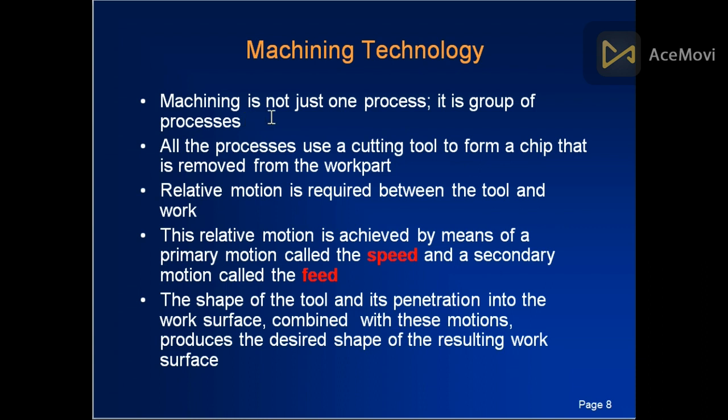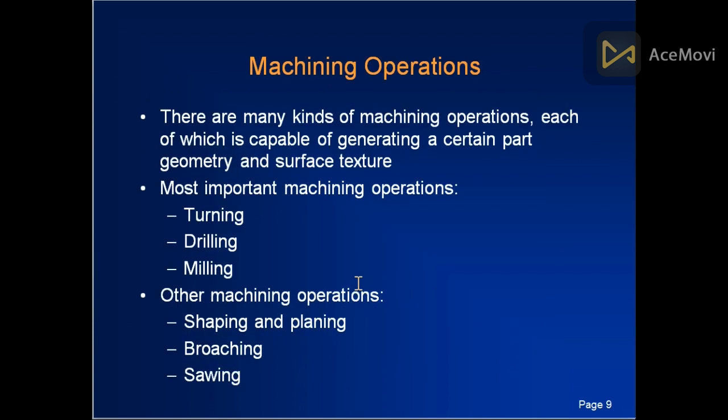Machining technology. Machining is not just one process; it's a group of processes. All the processes use a cutting tool to form a chip. The cutting tool is common, but of separate shapes. Relative motion is required between tool and work. If there is no relative motion, there is no cutting. This relative motion is achieved by means of a primary motion called speed and a secondary motion called feed. The shape of the tool and its penetration into the work surface, combined with these motions, produce the desired shape of the resulting work surface. We can discuss speed and feed later.